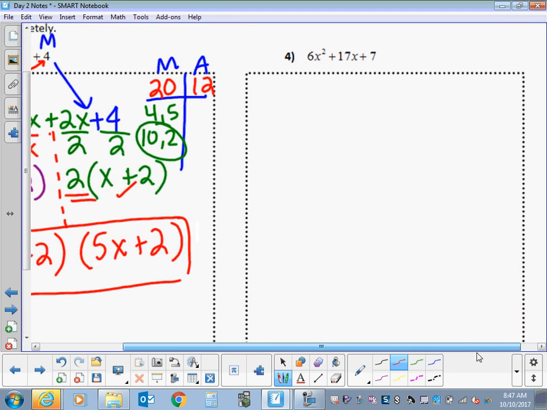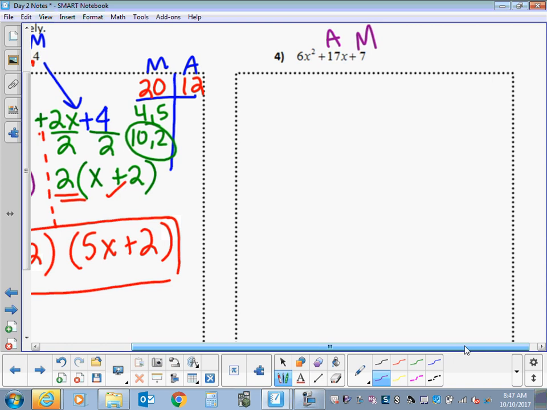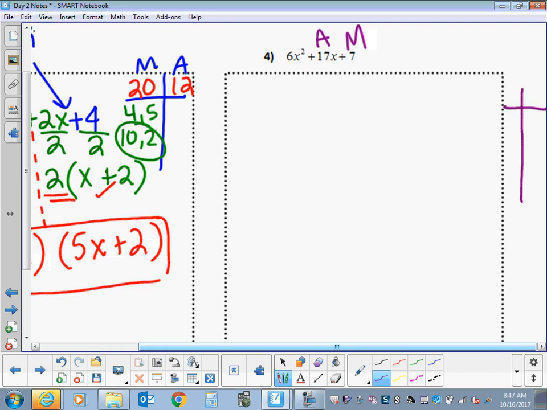Alright, number 2, I want you guys to try it on your own, but we'll get started together. I have 3 terms, so I'll do my AM method. Off to the side, it is MA. AM, MA. I need 2 numbers that multiply to give me what? 42. And add together to give me what? 17.